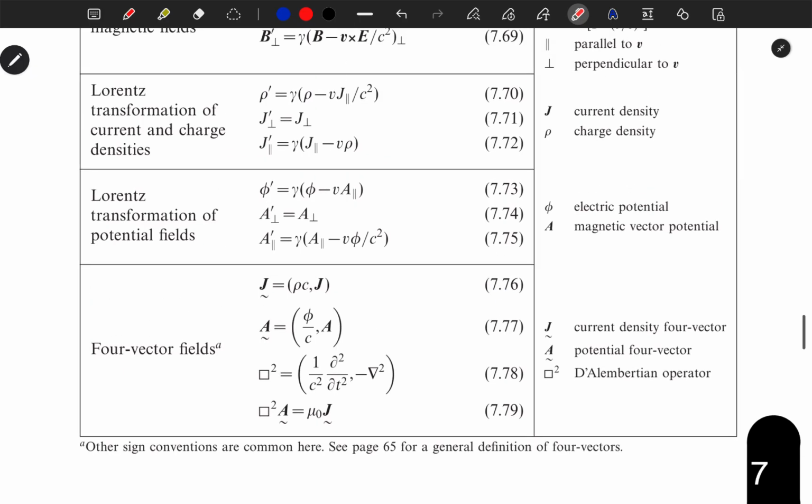Four-vector notation. J is the four-vector J equals (rho c, J). A is (phi by c, A). This conclusion has been drawn from the earlier expressions. And the D'Alembertian operator: box square equals nabla square minus 1 by c square del 2 by del t2. So the final expression is box square A equals minus mu 0 J in four-vector notation.